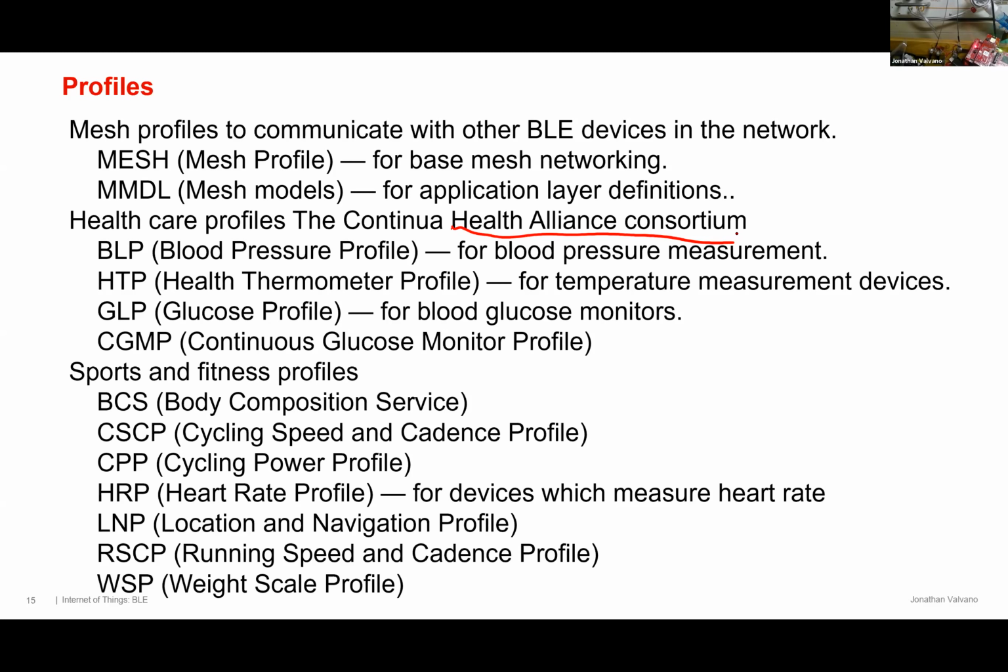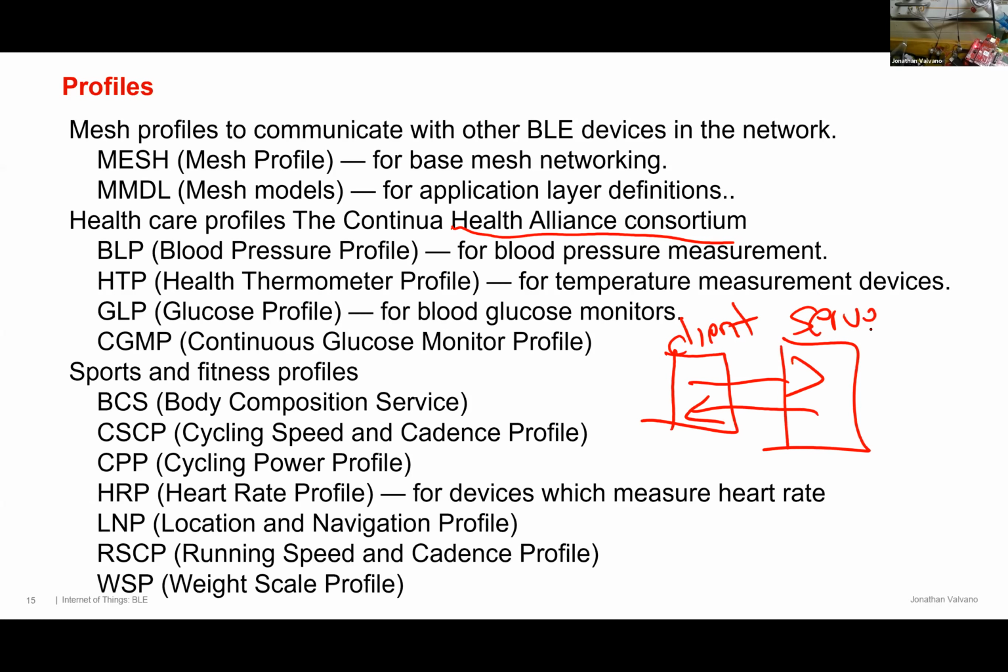Now what we've defined before was that BLE is a pairing between a client, the phone, and the server, your IoT device. But there are profiles that allow you to connect more than two together in a mesh, basically to create a network of BLE devices.